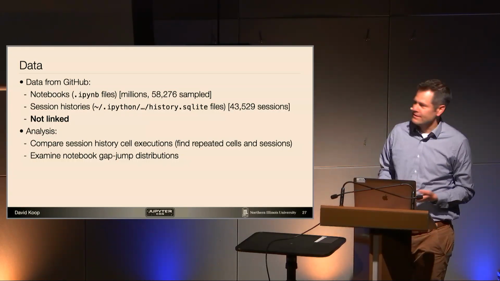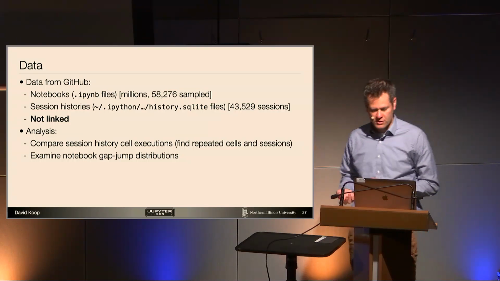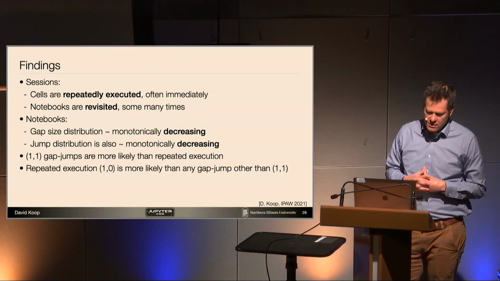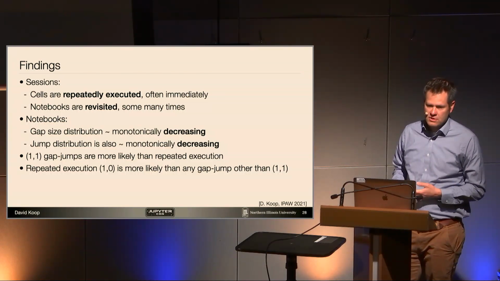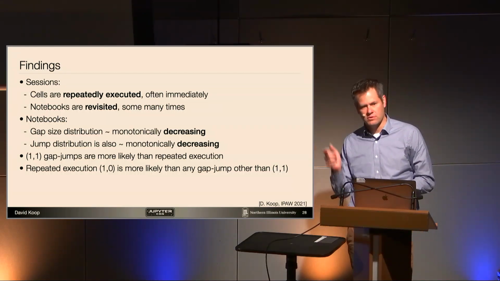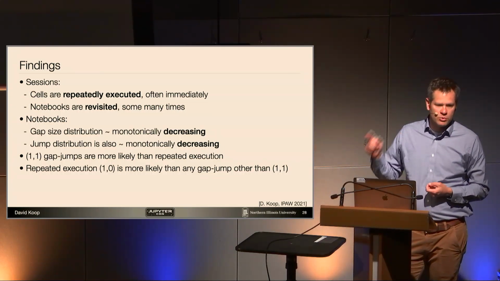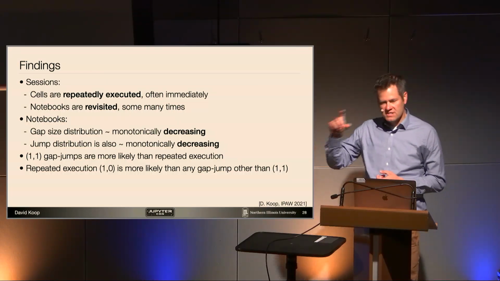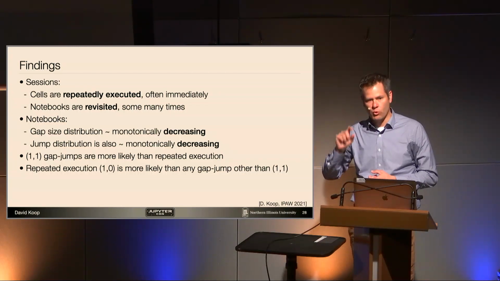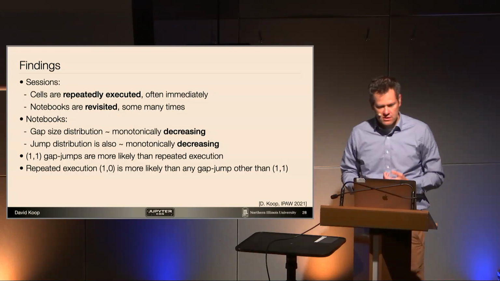But for us, it allowed us to do some research on what's going on in the session histories if we assume they're linked to notebooks. Some of the findings, which are reported in this paper, are that cells are repeatedly executed. We see that in the session histories where the same code is executed multiple times or with slight tweaks, people fixing typos, people changing data sets. The other thing is that notebooks are revisited. If you look at different sessions, you'll see the same code being repeated in often the same order, and that's a clue that somebody came back to a notebook later on and re-executed the same code.